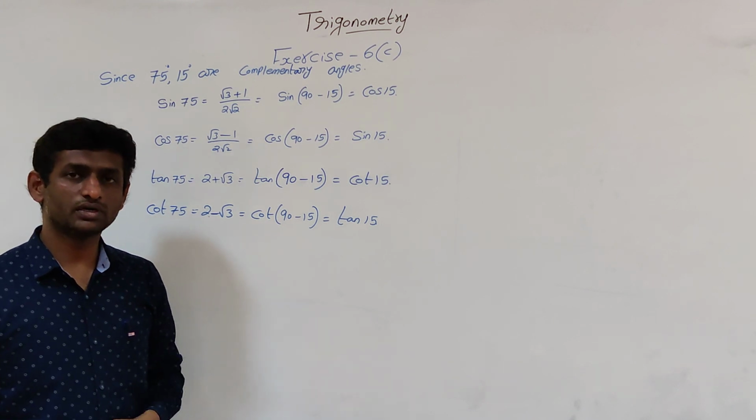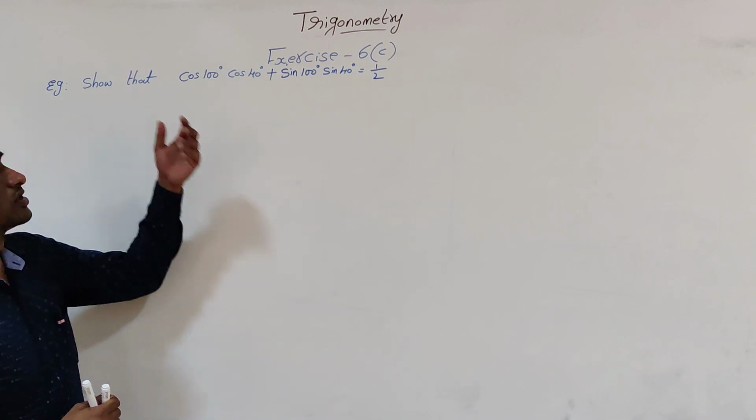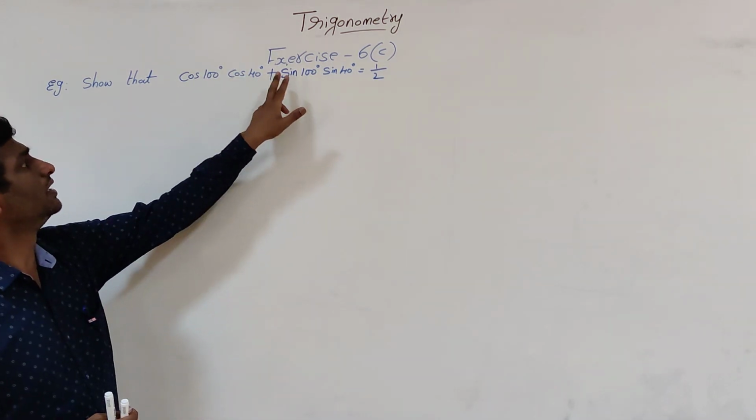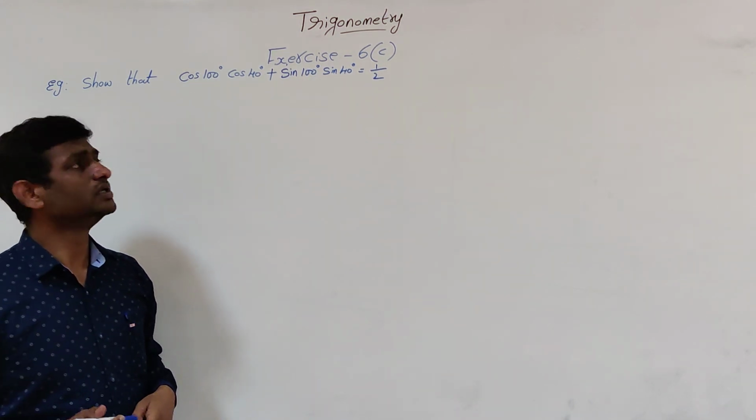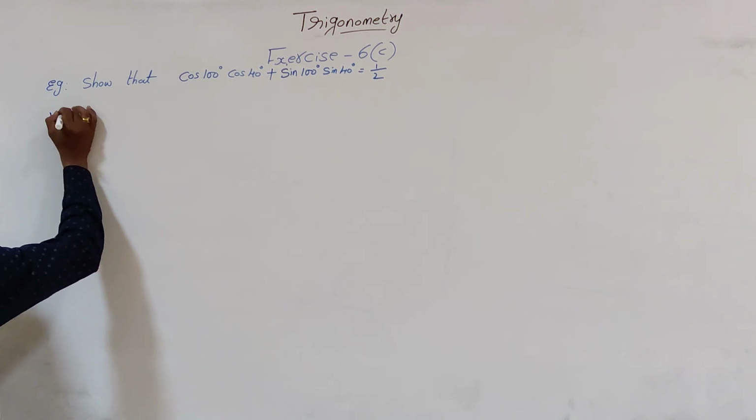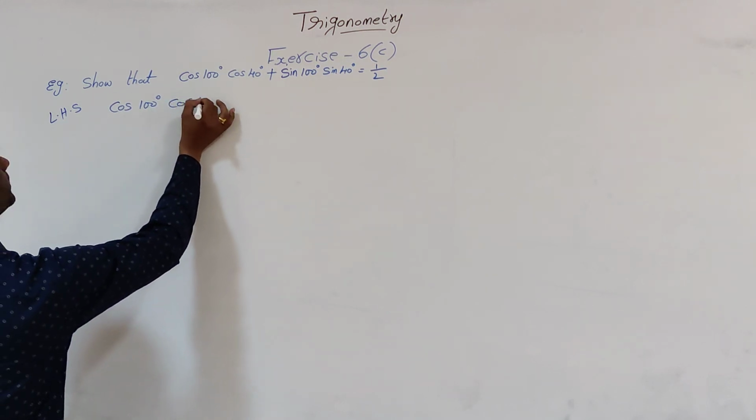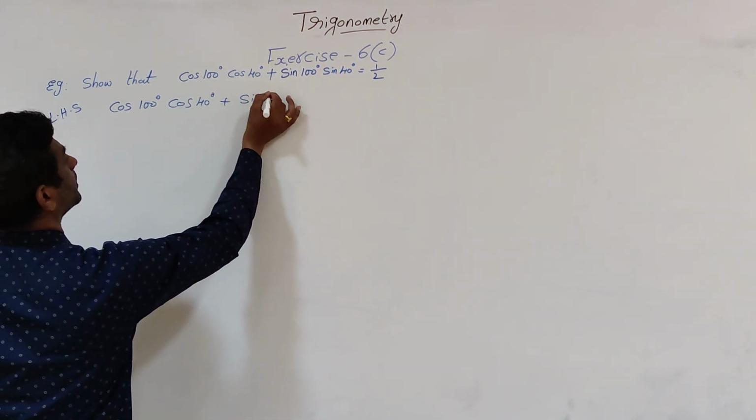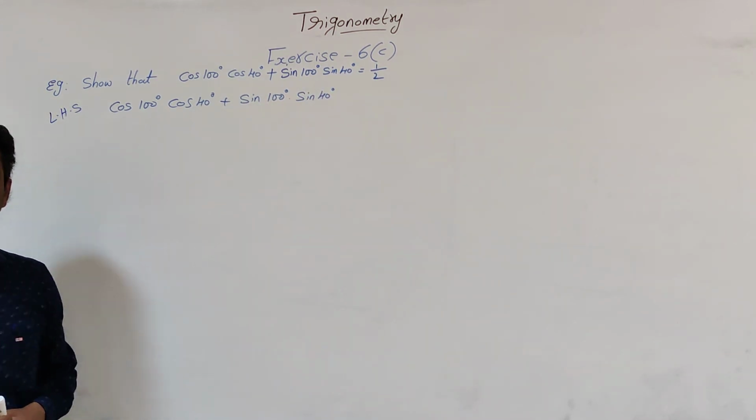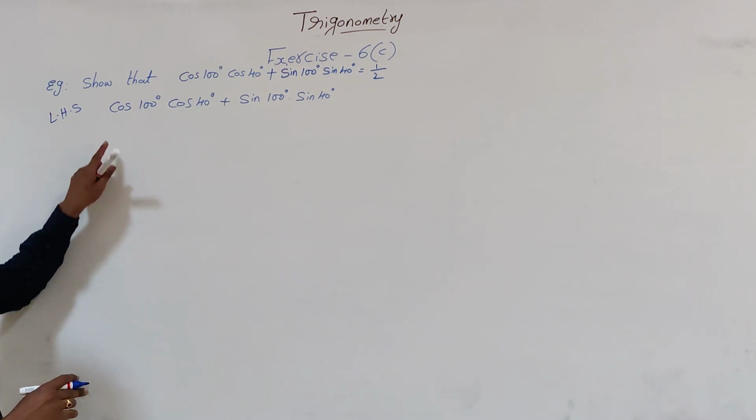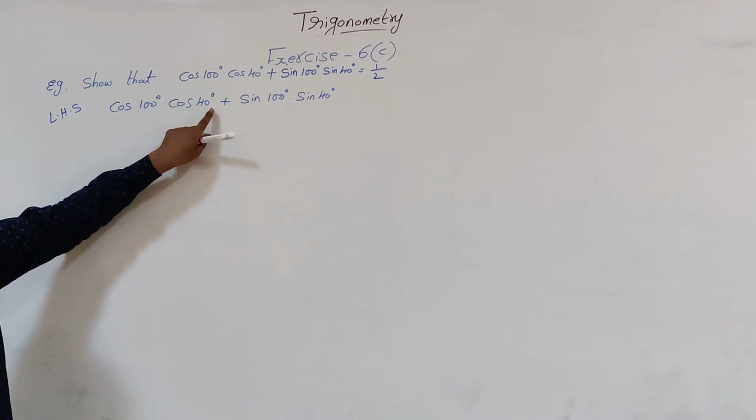So we'll see the next problem. The problem is show that cos 100 into cos 40 degrees plus sin 100 into sin 40 is 1 by 2. So take LHS, that is cos 100 degrees cos 40 degrees plus sin 100 degrees into sin 40 degrees. It is in what form? If you have clearly observed, it will be in the form of cos A cos B, where A is 100 and B is 40.